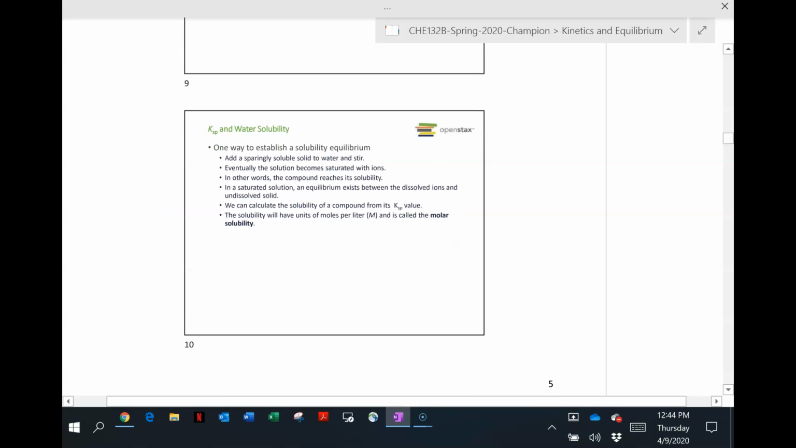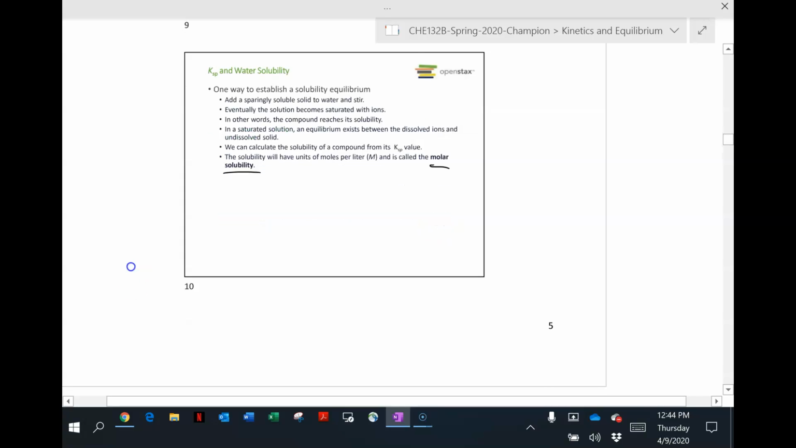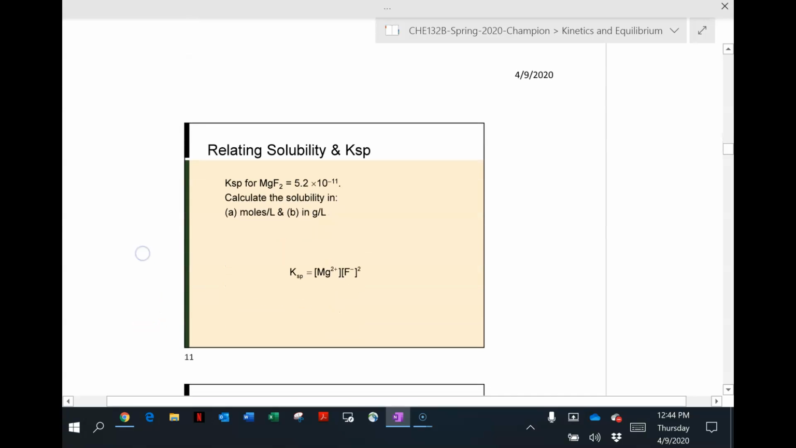Now, what would you do experimentally to do this? Well, you're going to add the solid that's not very soluble to water. Eventually the solution becomes saturated with ions and reaches its solubility. If you have some way of measuring those ions, you could then calculate the solubility from its KSP value, and we can convert that to something called the molar solubility, which is the moles per liter that are soluble. So here's an example I pulled from the Coates book, which is a good example for this. So the KSP for magnesium fluoride is 5.2 times 10 to the negative 11th.